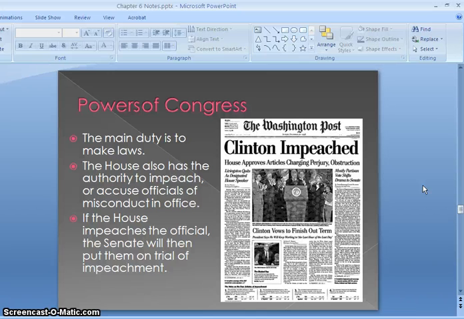Powers of Congress. So, like at the beginning, I told you that their job is to make laws, but they also have the authority to impeach officials or kick out officials. If the House decides to impeach the official, the Senate is then in charge of impeaching the official. The last time that an impeachment was tried was when Bill Clinton was put on the stand. He wound up not being impeached, though. To be impeached, you actually have to be kicked out of office.